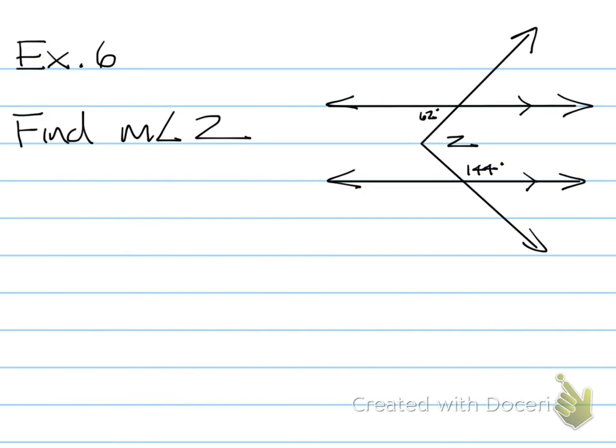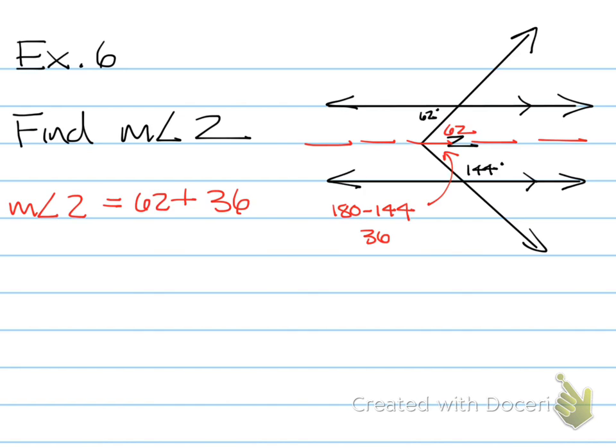Let's try that again. Again, draw a parallel line to the drawn two parallel lines through the vertex of angle 2. And the angle just above the vertex should be 62, since those two angles are alternate interior angles, and the alternate interior angles will be congruent. The angle below that 62-degree angle is going to be supplementary to the 144-degree angle. So to find that angle measure, we want to subtract 144 from 180, and that angle measure is going to be 36. So angle 2 is going to be the sum of those two angles, 62 and 36. It's going to equal 98.